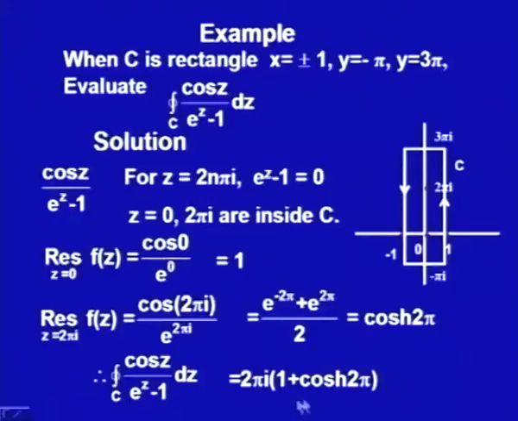Now, let us do, as I promised, one example where we do not have only poles, where there is an essential singularity.